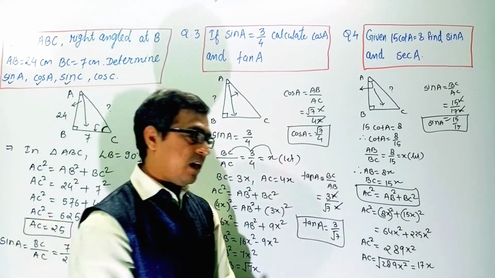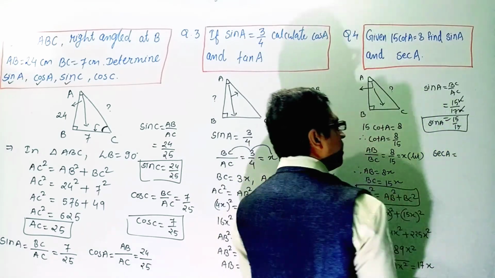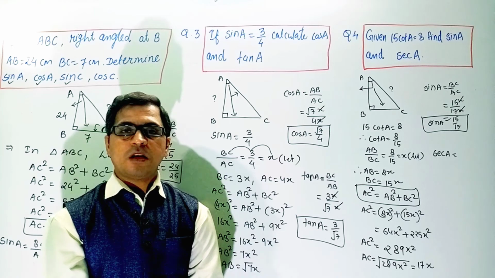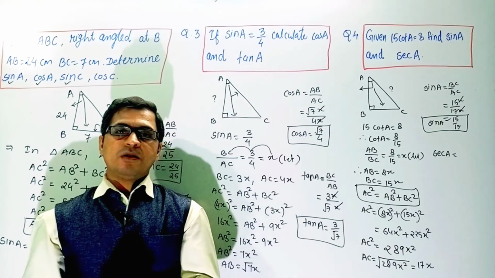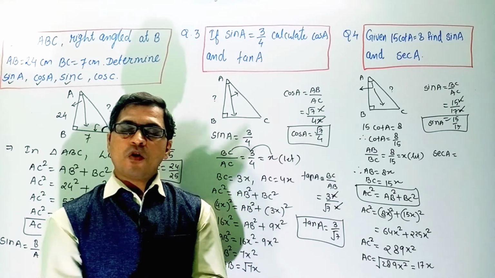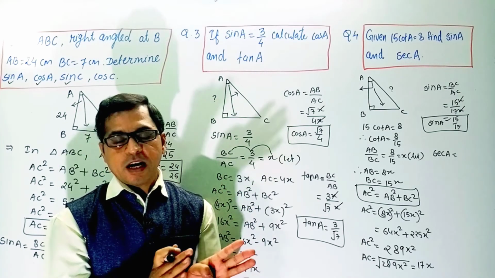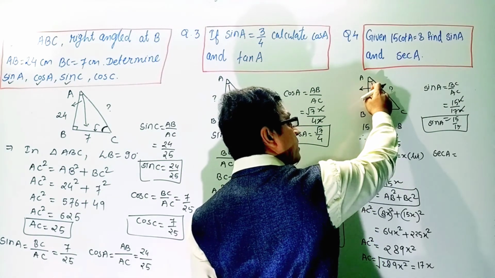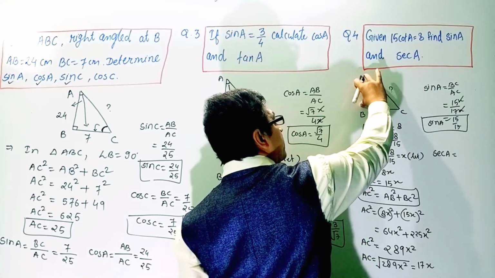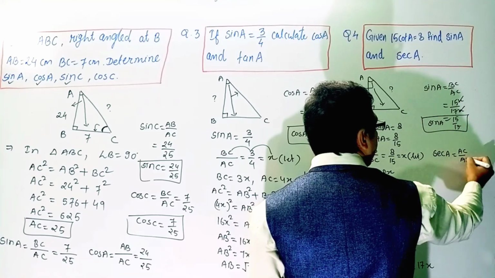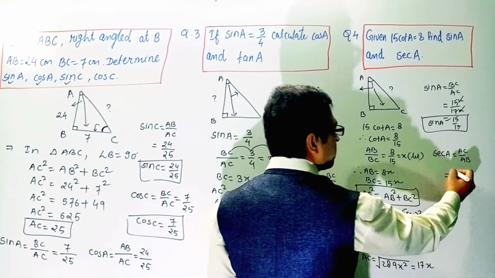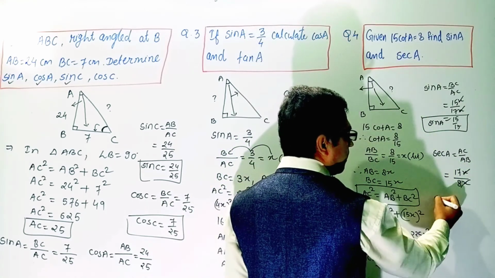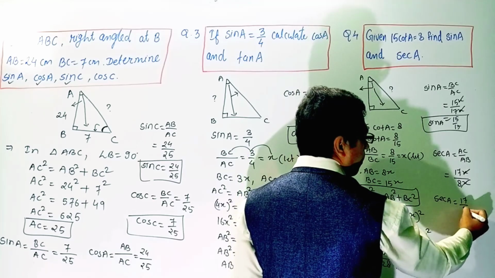Similarly, we want to find out the value of sec A. Students, if you don't know the formula to find out the value of sec theta, you should know the formula for cos theta. Cos theta is base by hypotenuse, and sec is the reciprocal of cos. So the formula will be hypotenuse by base. So for angle A, hypotenuse will be what? AC, and base will be AB. So we can write AC upon AB. Here the value of AC is 17x, and the value of AB is 8x. X will be cancelled. So sec A is equal to 17 upon 8.